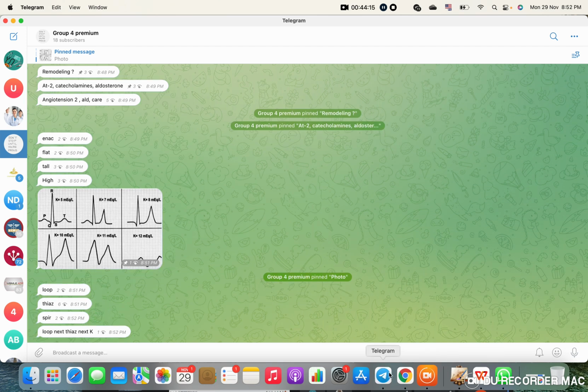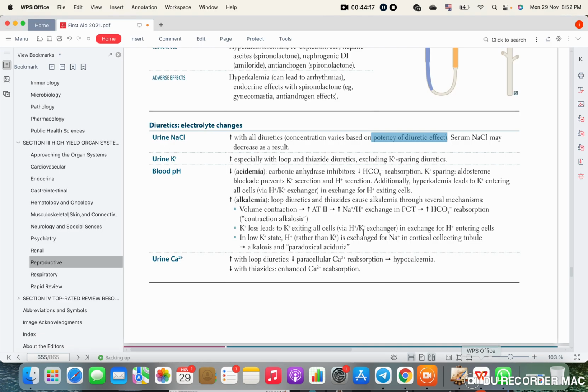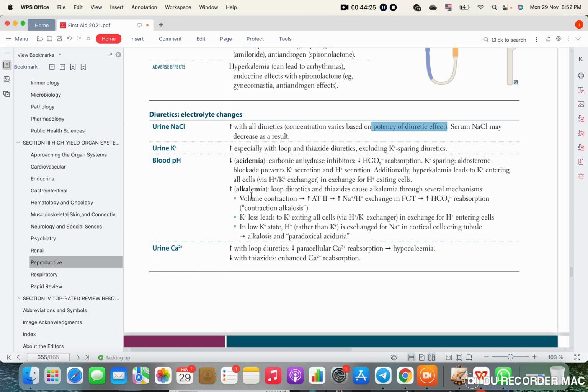Okay, let's take a look. So they write also serum NaCl may decrease as a result. Yeah, because you are throwing it in the urine during the use of diuretics. Urine potassium increases, especially with loop and thiazide, excluding potassium sparing diuretic. I told you, all of the diuretics lead to basically increased urine potassium, except the potassium sparing diuretic because it spares the potassium.